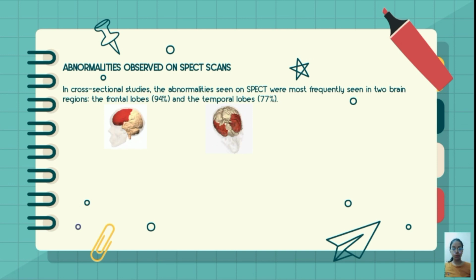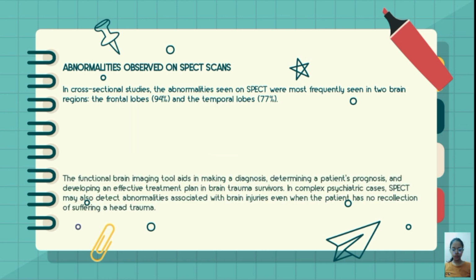So these findings show that SPECT scan can be useful in many areas of the clinical process, in varying degrees of head trauma. So the functional brain imaging tool aids in making a diagnosis, determining the patient prognosis, and developing an effective treatment plan in brain trauma survivors. In complex psychiatric cases, SPECT may also detect abnormalities associated with brain injuries even when the patient has no recollection of suffering a head trauma.